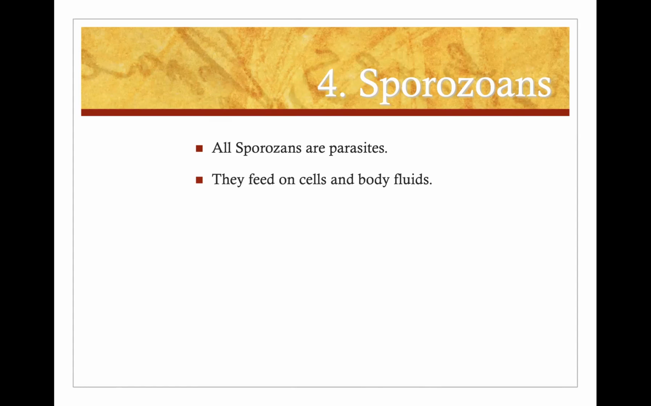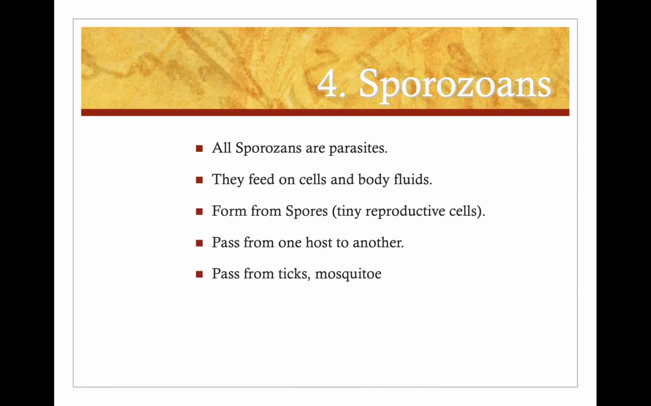Now our sporozoans, these are all going to be parasites, and by definition, a parasite is an organism that requires a host in order to survive. And so in this case, we've got these sporozoans that live on and feed on the cells of these organisms which they parasitize. Okay, so most of them are able to form spores, which are tiny reproductive cells, and they can pass from one host to another. Okay, their hosts can be animals, mosquitoes, ticks, humans. There are many different hosts for these sporozoans, right?